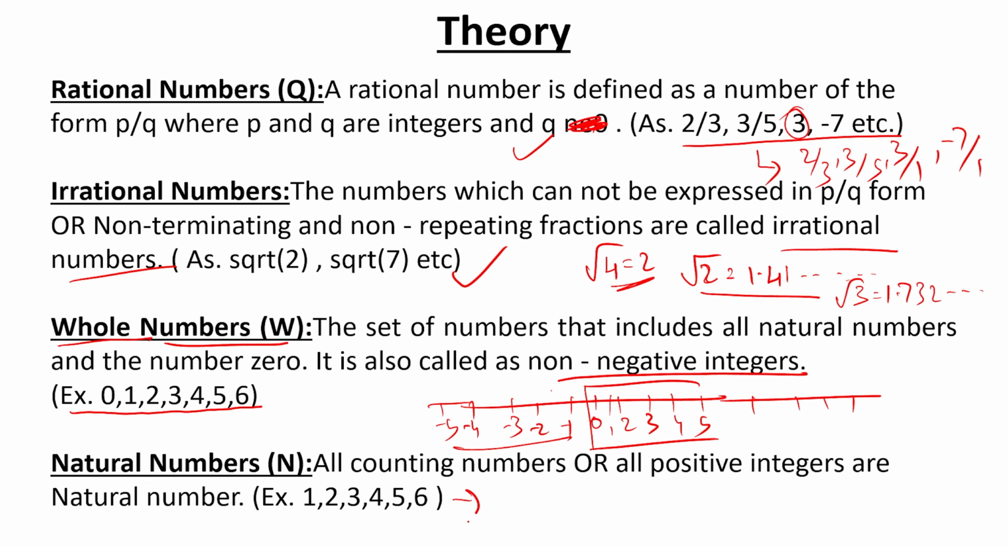Let's get into the natural numbers. Natural numbers are all counting numbers, all positive integers. Let's take the number line again: 1, 2, 3, 4, 5, 6. If you were to remove 0, keeping the 0 aside, all the numbers which start from 1 and go on consecutively, from number 1 to the end, I don't know what the end is, all the positive integers, the positive side numbers, are nothing but natural numbers. Okay?